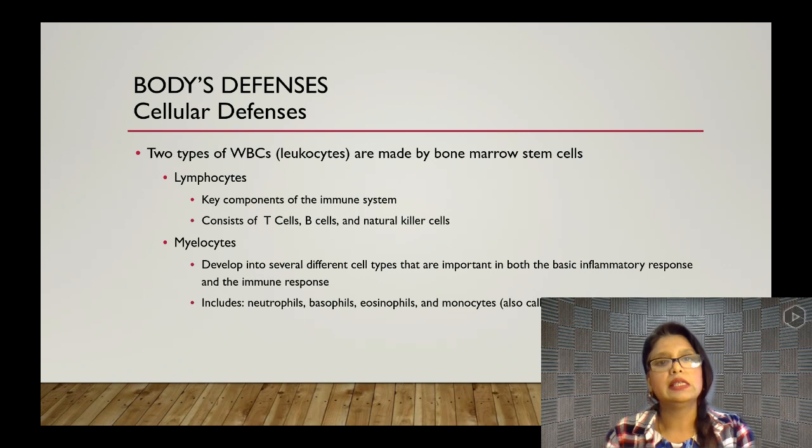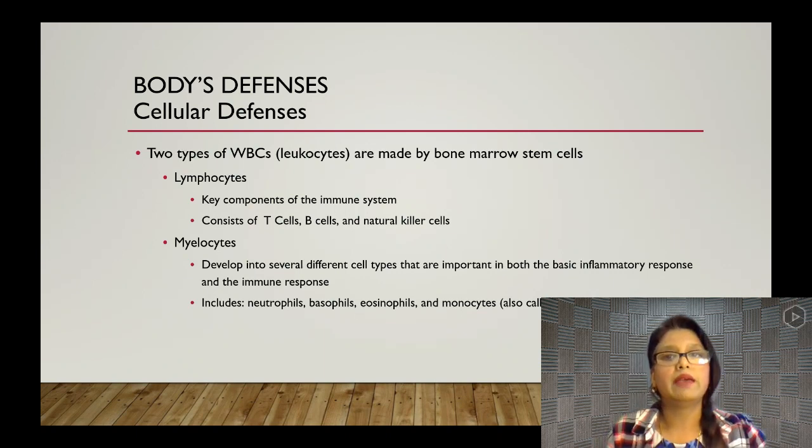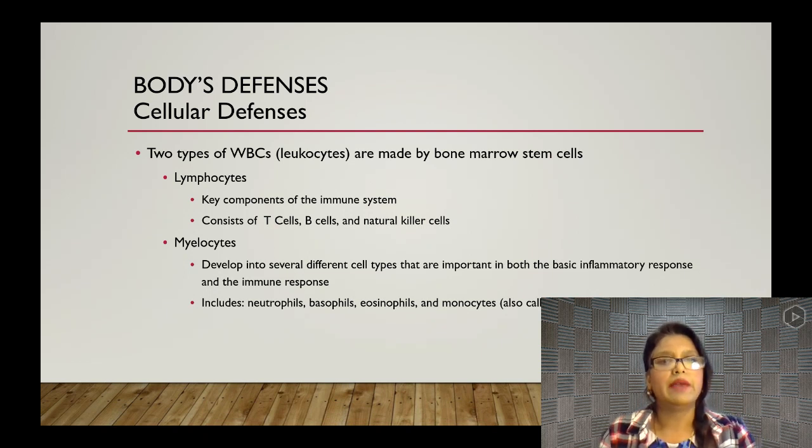So cellular defenses. There are two types of WBCs that are made by bone marrow stem cells. Now lymphocytes, the key components of the immune system, consist of T cells, B cells, and natural killer cells. Myelocytes develop into several different cell types that are important in both basic inflammatory responses and immune responses. They include neutrophils, basophils, eosinophils, and monocytes.